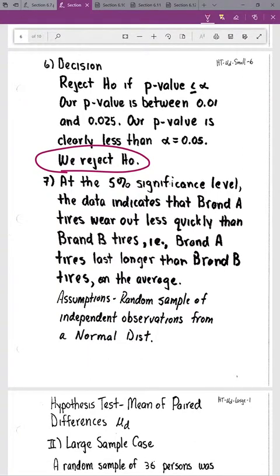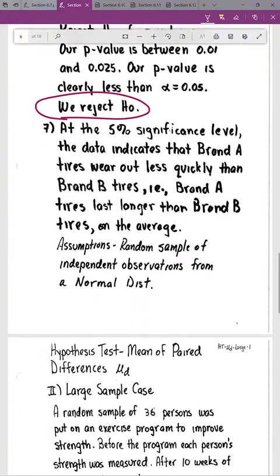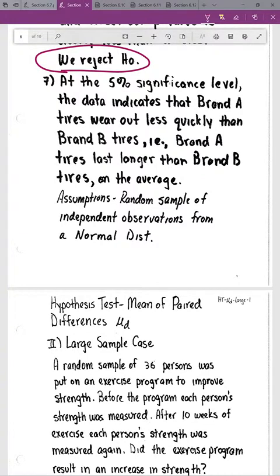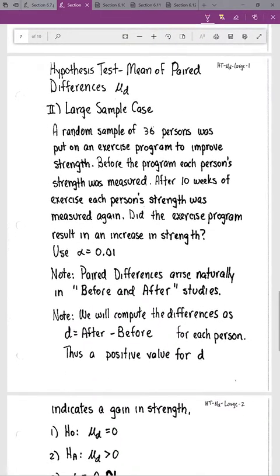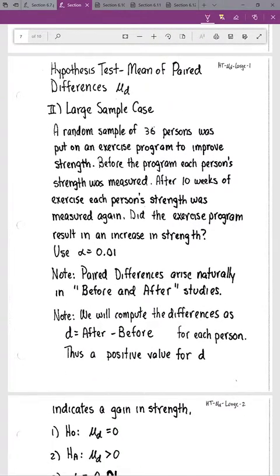A tires wear out less quickly than brand B tires, meaning brand A tires last longer than brand B tires on the average. Assumptions for this will be that we have a random sample of independent observations from a normal distribution. Generally speaking, this is a given based on the wording of our example. Okay, so that concludes our first case.